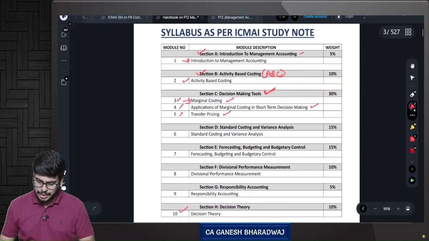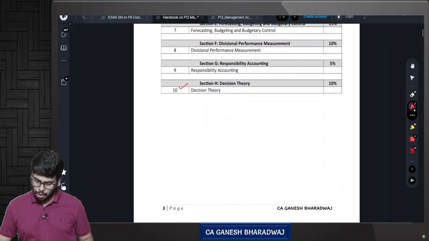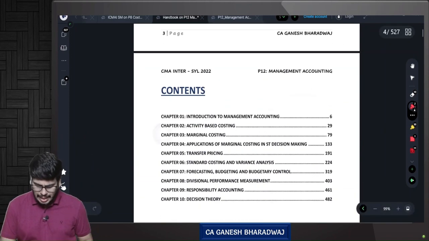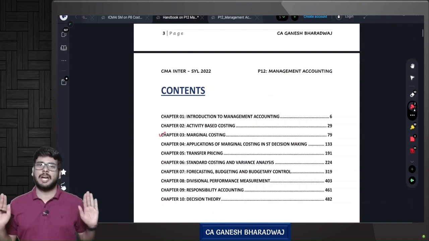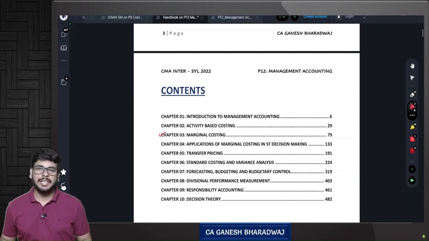Marginal costing, if you see, this is module number 3 if you go as per your CMA study note. As per our book, it is chapter number 3. That's all. Fine. So I have not done this section, module and all that. I have just kept it as chapters. So overall, we've got 10 chapters here.